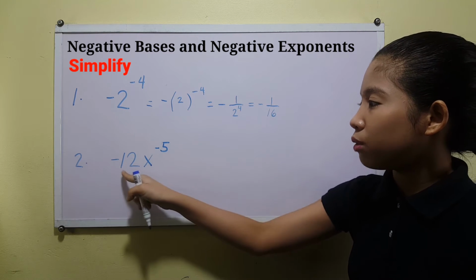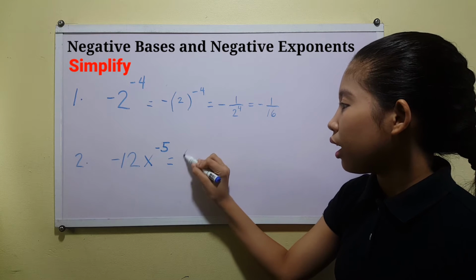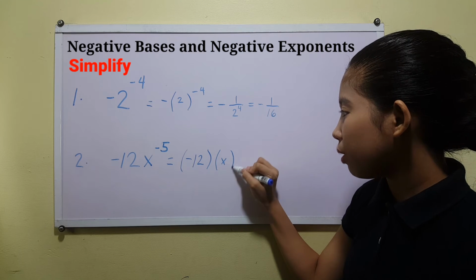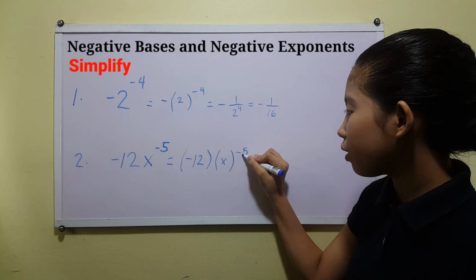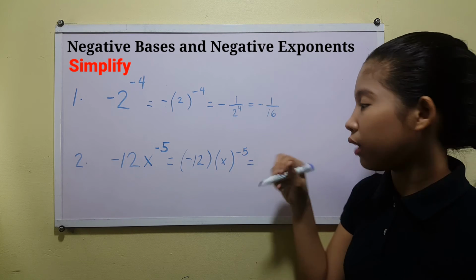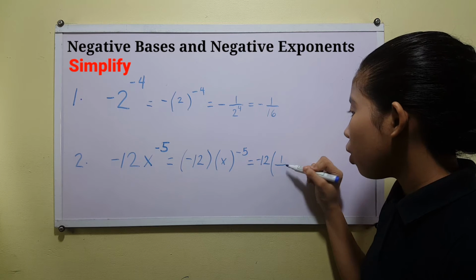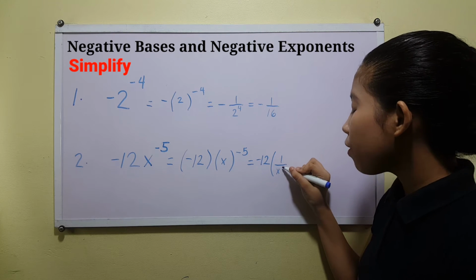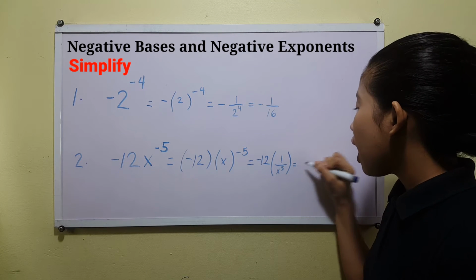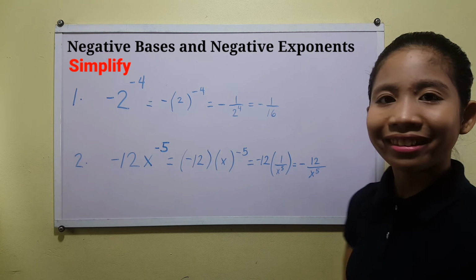Next, we have negative 12x to the power of negative 5. So we can rewrite it this way. Negative 12 and quantity x to the power of negative 5. Next, we are going to look for the reciprocal of x because its exponent is a negative. So we have negative 12 in quantity 1 over x to the power of 5. Now let us multiply. Negative 12 times 1 is negative 12 over x to the power of 5.